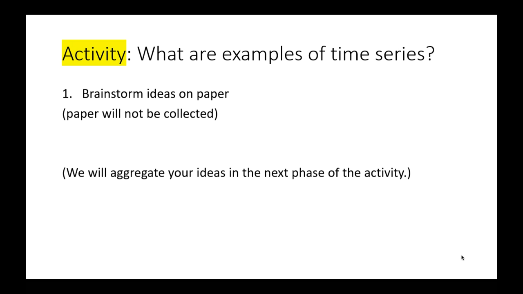Red light cameras, like when the person sped through the red light. Yeah, there's traffic. Lab data, okay, so experiment measurement. What's an example of that specifically? Cell growth per day. Okay, so biological sensors.